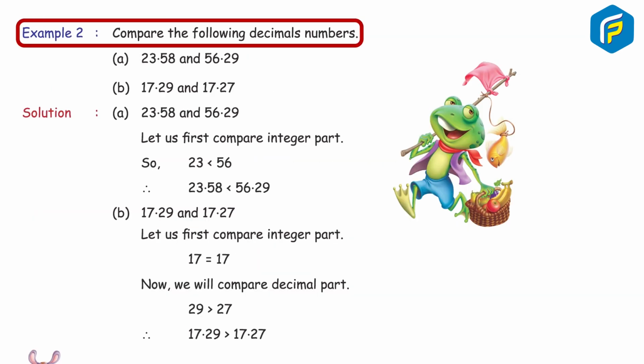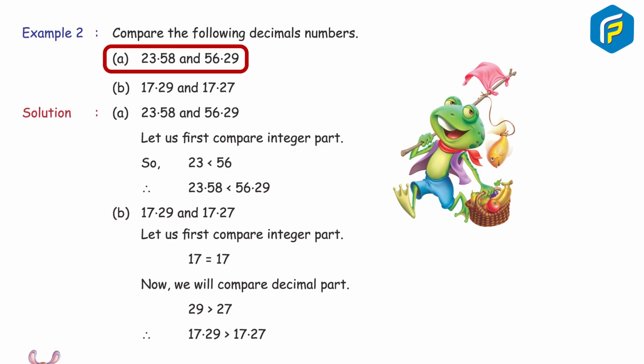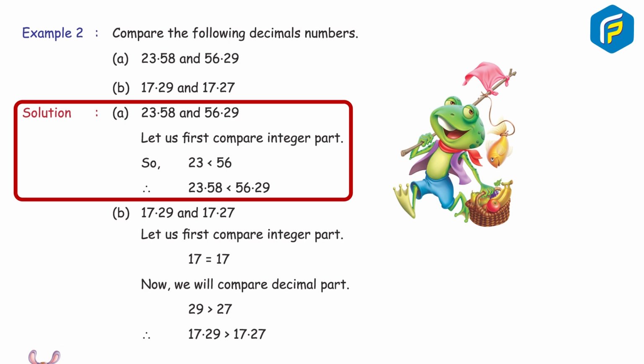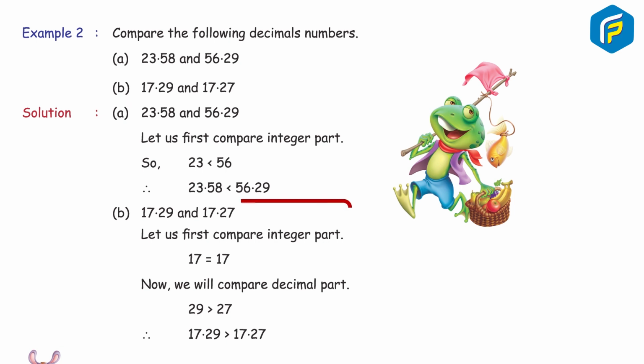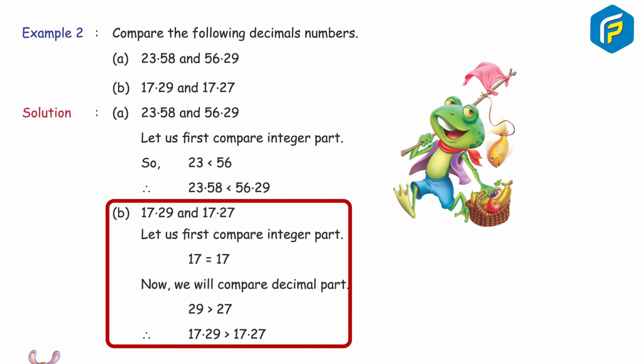Example 2. Compare the following decimal numbers: A, 23.58 and 56.29; B, 17.29 and 17.27. Solution. A: 23.58 and 56.29. Let us first compare the integer parts. 23 is less than 56, so 23.58 is less than 56.29. B: 17.29 and 17.27. Let us first compare the integer parts. 17 is equal to 17. Now we will compare the decimal parts. 29 is greater than 27, so 17.29 is greater than 17.27.